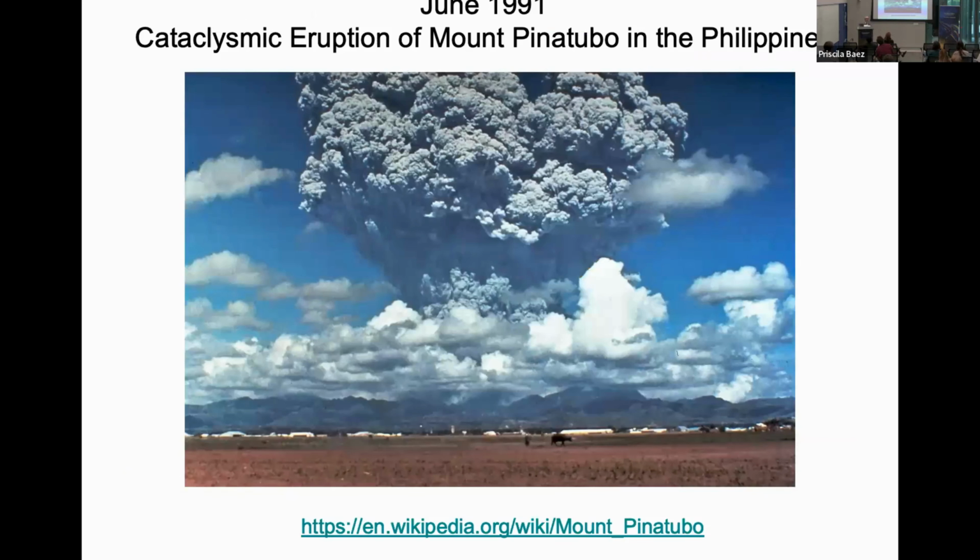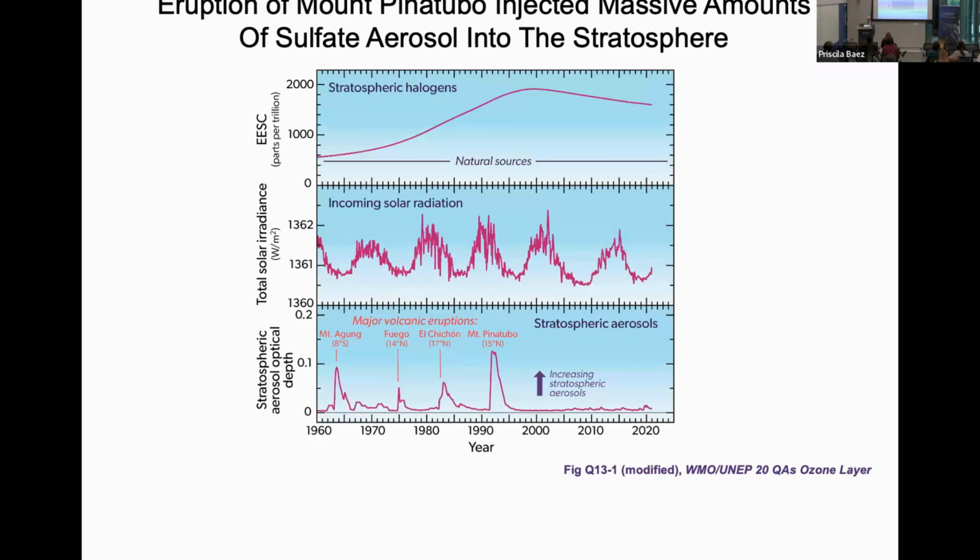Okay, but in 1991, something happened. Mount Pinatubo went boom in the Philippines. This led to a massive amount of aerosols in the stratosphere. So this is a chart showing something that we call stratospheric aerosol optical depth. It's basically how much sulfate is in the stratosphere. And as I will talk to at the end of this talk, this cools climate and is being used as an analog for geoengineering a climate.